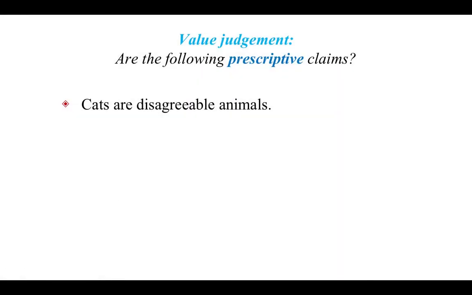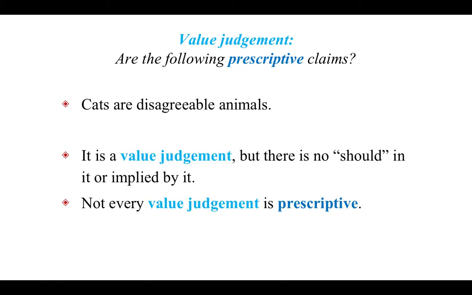What about this? Cats are disagreeable animals. Is this prescriptive or descriptive? Alright, now here, let's take a look. This is actually a value judgment, because with a value judgment, there is no "should" or "ought" implied by it.